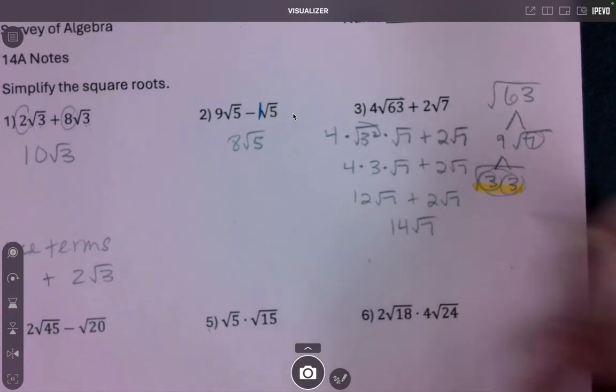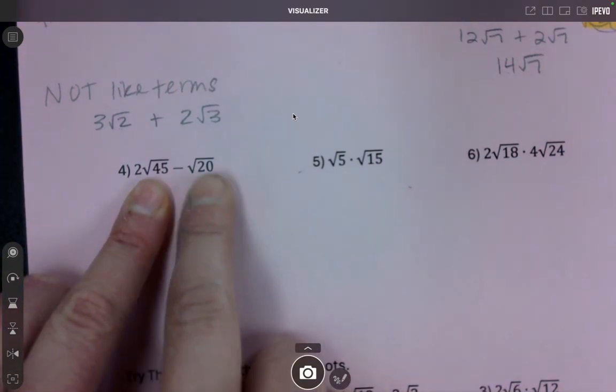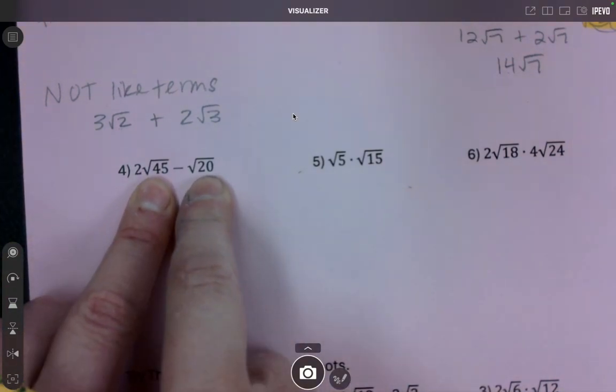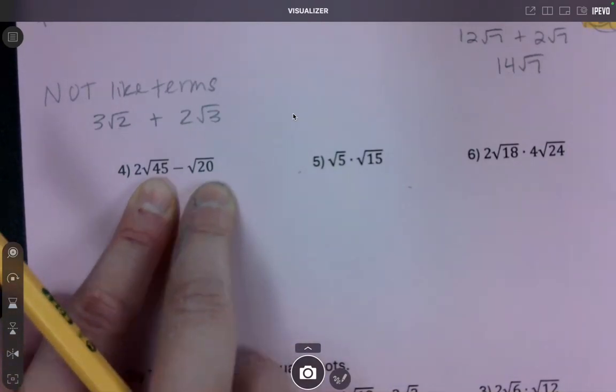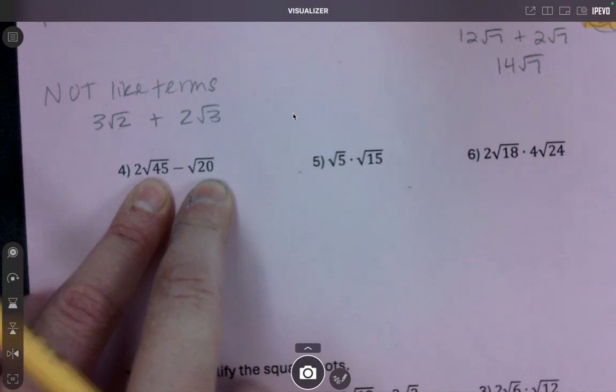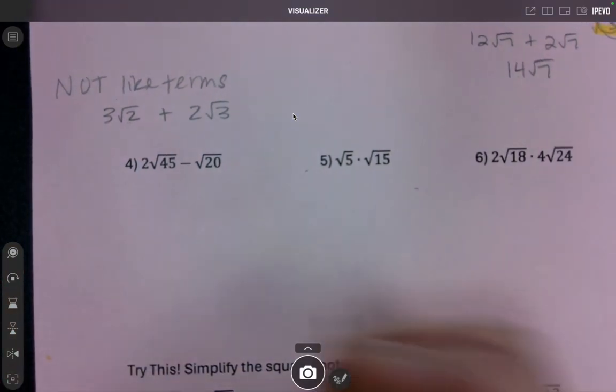All right, on for the next one. So on the next one, do I have like radical terms? I do not, right? One's a 45, one's a 20. They're both square roots, but we have different numbers inside. So I'm going to have to do some simplifying again. And it turns out this time, there's lots of factors inside both the 45 and the 20. We're going to have to work on both of them.